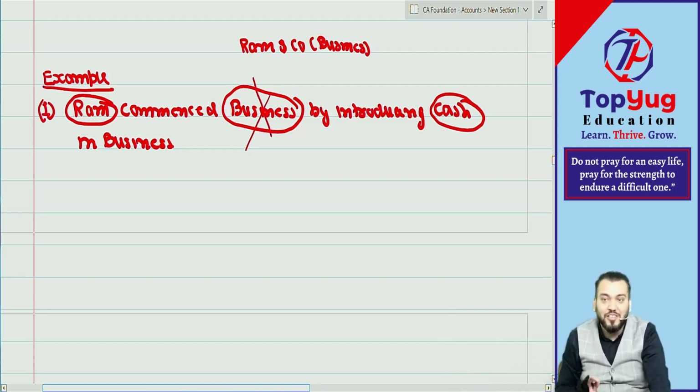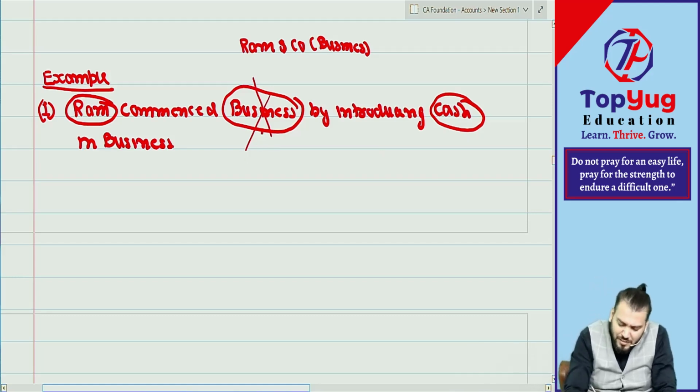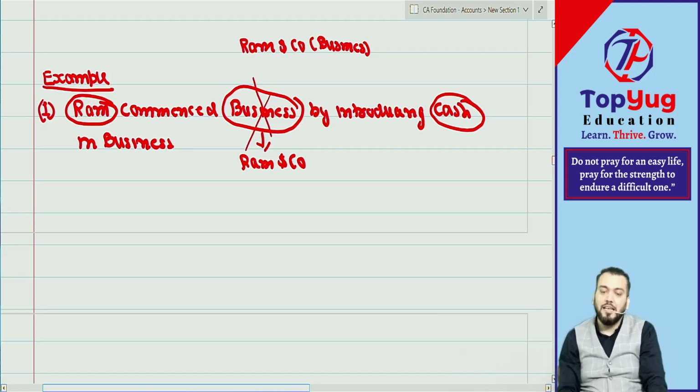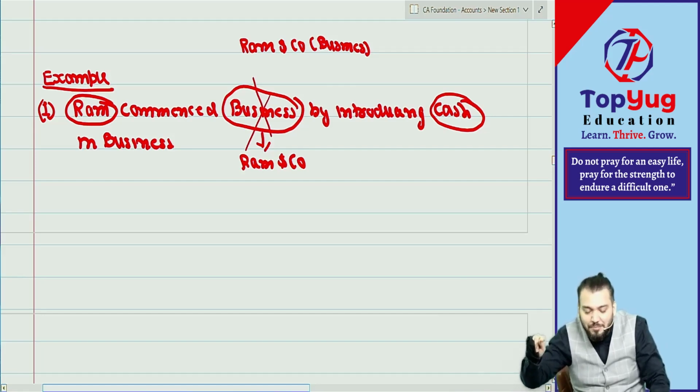Understood? So first you need to identify two aspects. Of course there were three items: Ram, business and cash. But we are doing accounting for business. Write down the name of the business is Ram and Company. One second. Ram commences a business with the trade name Ram and Company by introducing cash.